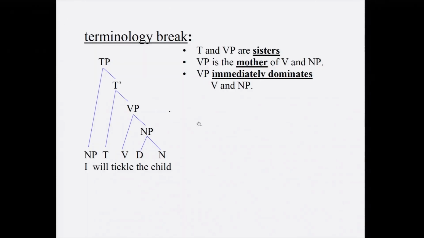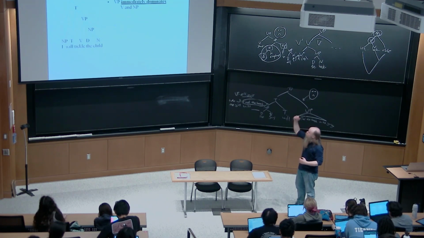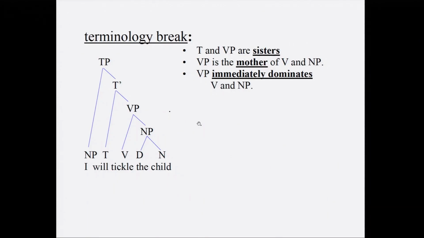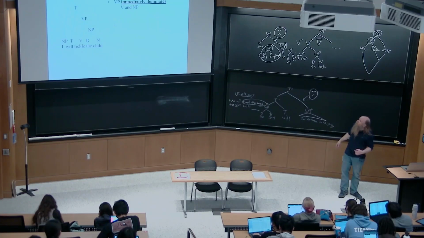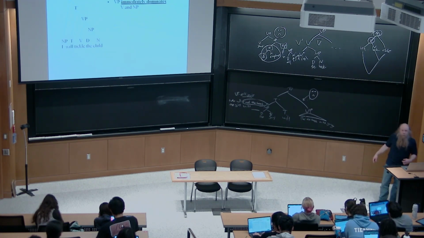The relationship motherhood is the relation that is created between two nodes that are merged and the new node that you create via merge. That's the relationship of what's called immediate domination. So the verb phrase immediately dominates the V and the NP. That's just another sort of scarier way to say that the VP is the mother of the V and the NP. The VP is the thing you created by merging V and NP together.